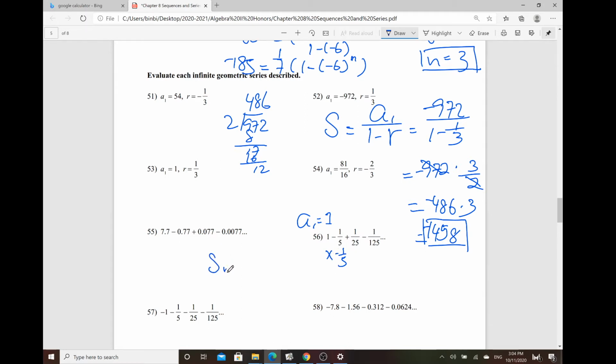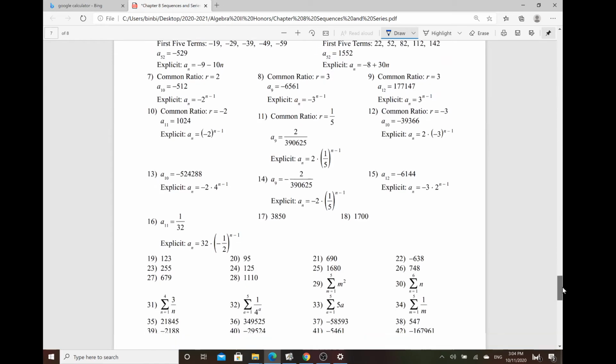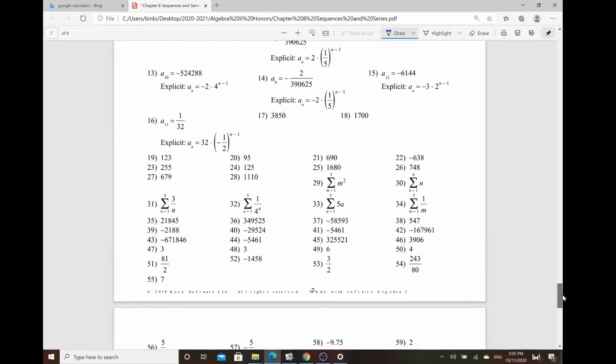Using the summation formula for the infinite geometric series, a sub 1 is 1, divided by 1 minus negative 1/5. So it's 1 divided by, negative, negative, positive, so 1 plus 1/5, which is 6 over 5. So 1 divided by 6/5, in other words, it's 5 over 6. So that's the sum of this infinite geometric series for number 56. Check that. Yeah, 5 over 6.